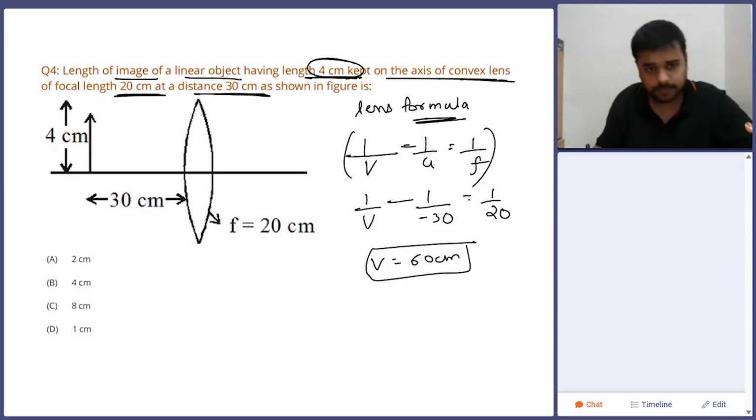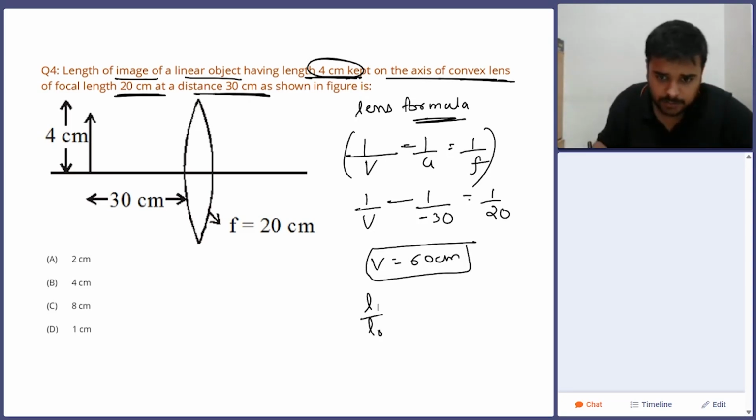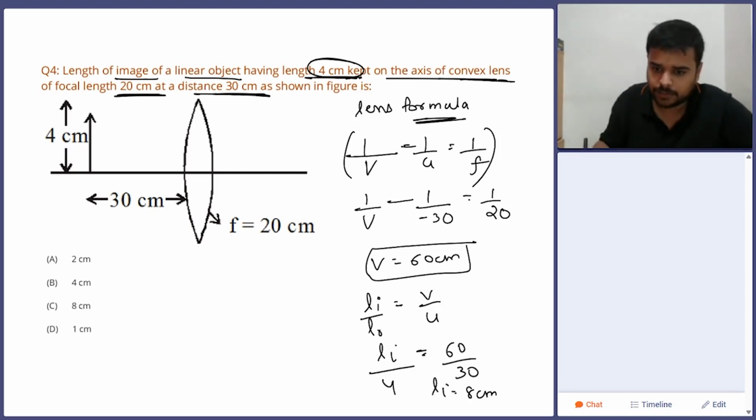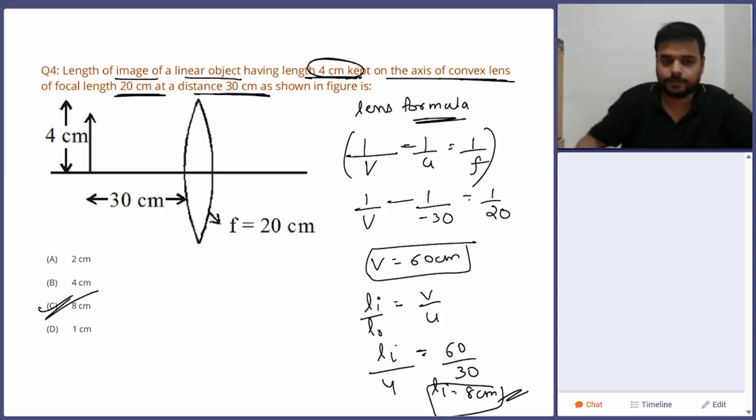Now we have to find the length of the image. Length of the image upon length of the object is v by u. So length of the image upon 4 is equal to 60 by 30. So length of the image will come as 8 centimeter. 8 centimeter is the answer. Option C.